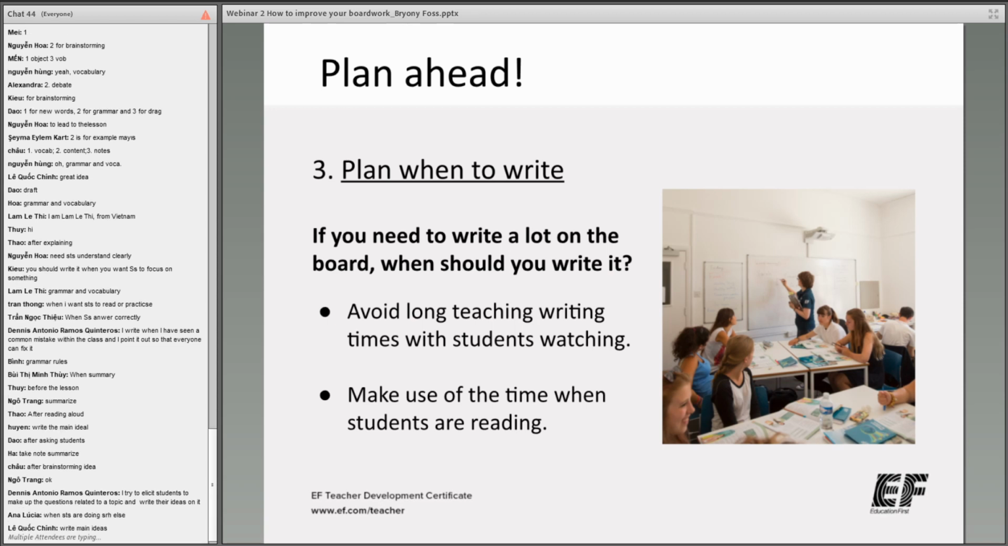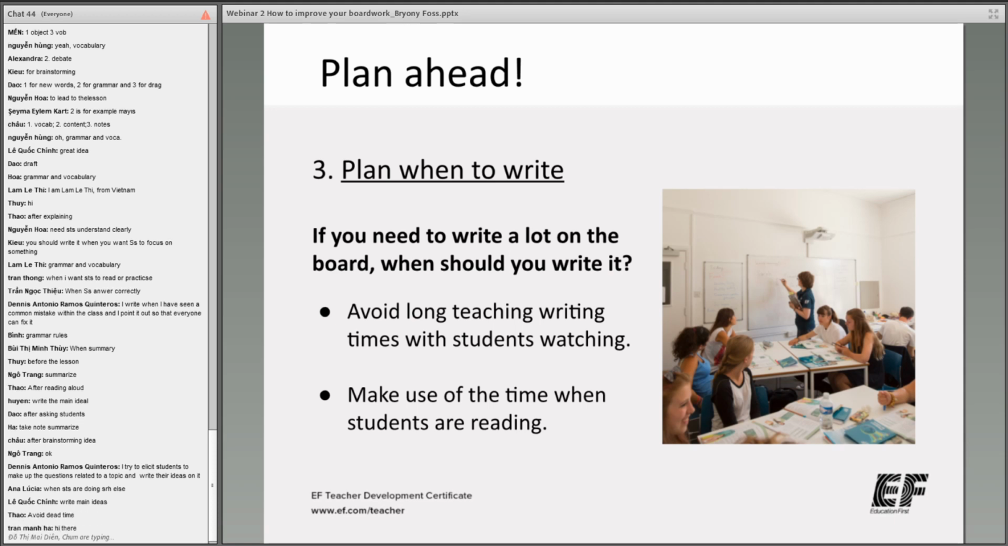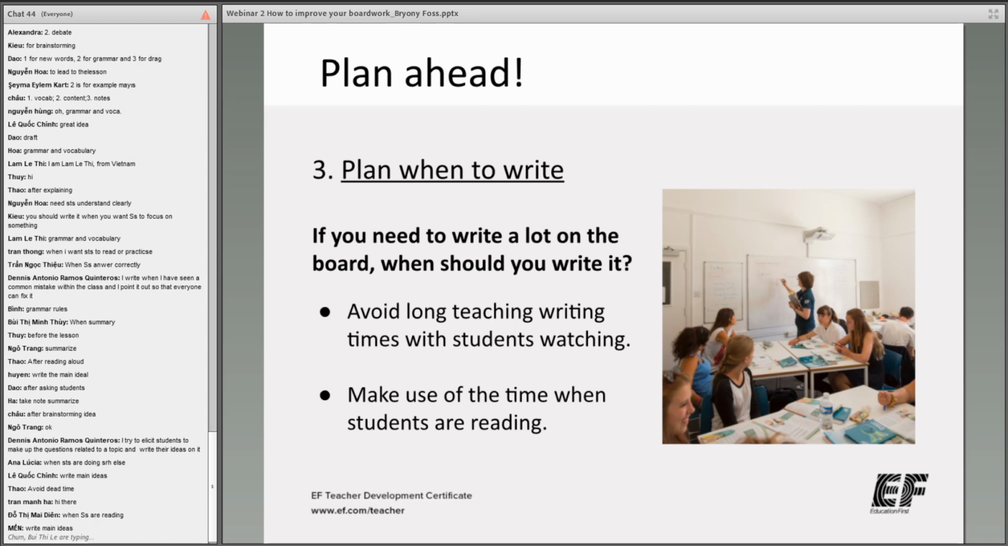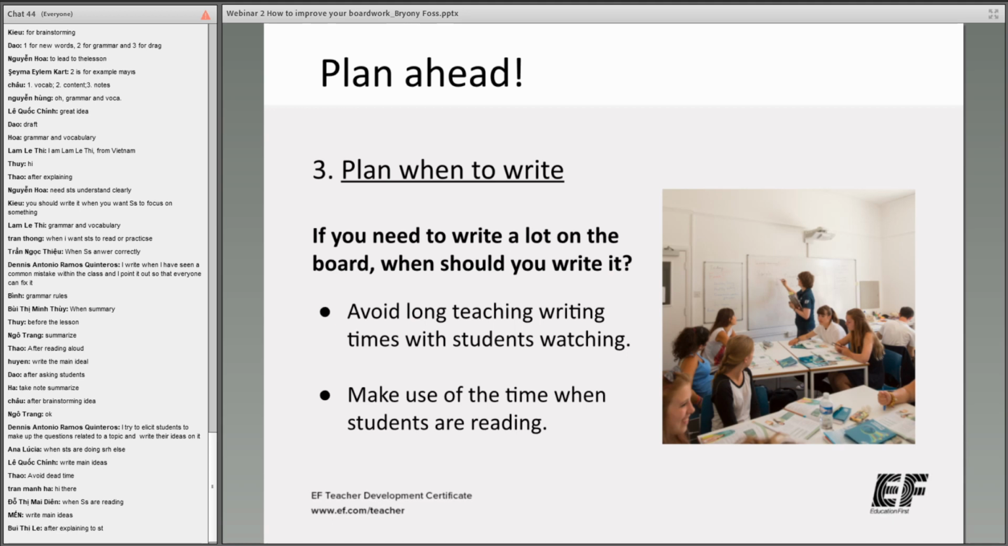This is when you want to write a lot of things. If you are brainstorming and eliciting from the students, definitely be writing at the same time, putting their ideas on the board. But when you want to write a lot, good, as some of you are saying, avoid dead time or time when only the teacher is writing. Do this when the students are reading, perhaps, or speaking in groups, and you don't need to monitor them. Good. So these are 3 ways we can plan ahead.